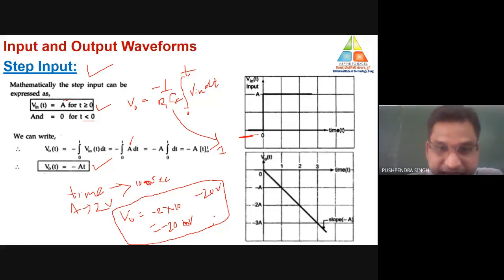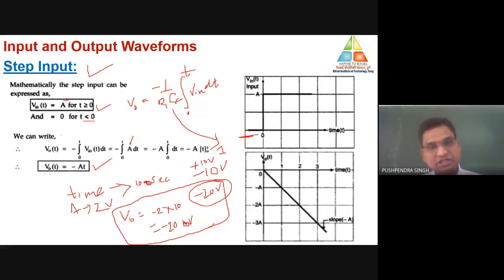But what is this minus 20? This minus 20 is the peak to peak voltage of that circuit. So actually, on the negative side you are getting minus 10 volt, and on the positive side you are getting plus 10 volt. So the total voltage is 20 volt. Don't confuse with that. So the actual output voltage is minus 20 volt, where plus 20 is for the positive half cycle and minus 20 is for the negative half cycle. This is not the case with the step signal. Why? Because in the step signal, the signal is continuously increasing in one direction.